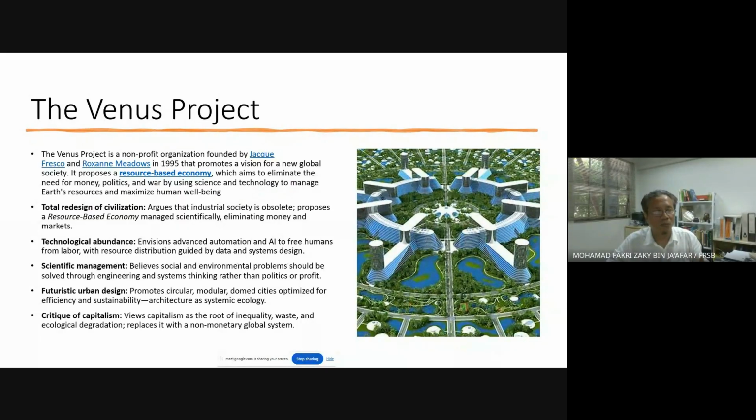One thing about the Venus Project, it relies so much on technology. He believed that technology can solve the civilizational needs for the future. Okay, believe in science, and futuristic urban design, and also it is a critique of capitalism, because inequality, waste, and ecological degradation are the outcome of capitalism. So he said that any society which produces this is not worth living in. So you can go into detail by looking up this project.